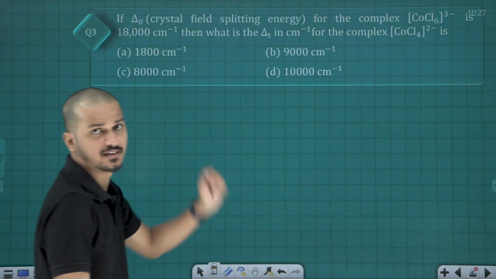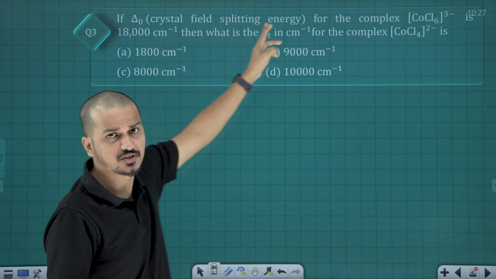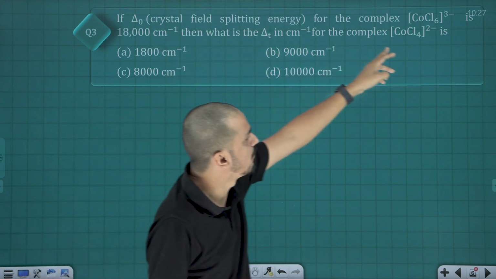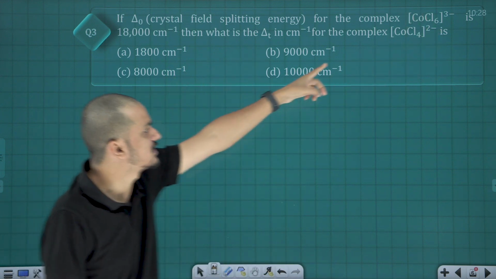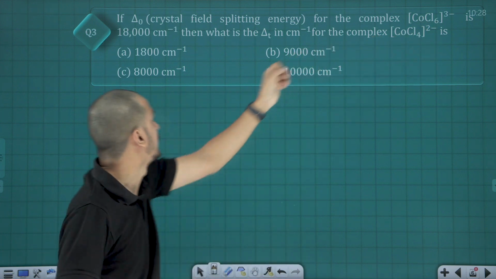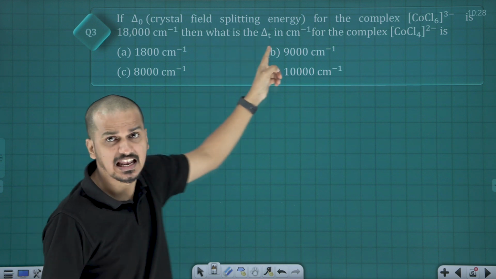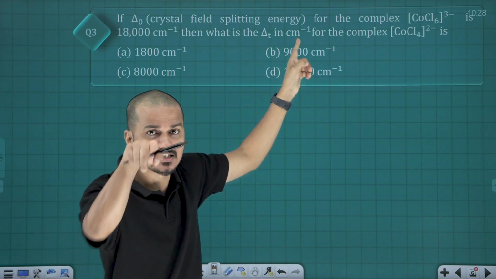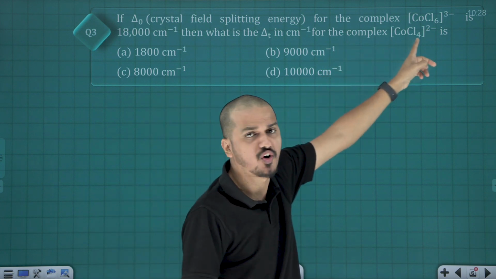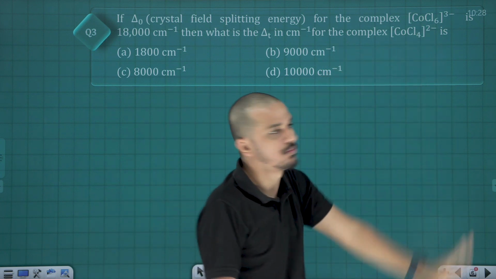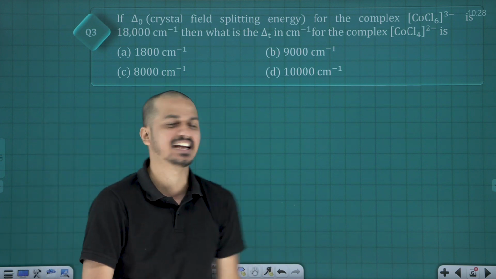See, next question. If delta O, that means crystal field splitting energy of octahedral complex, for the complex CoCl6 3-, here coordination number is 6, so that is octahedral splitting, is 18,000 centimeter inverse. Then what is delta T, the tetrahedral crystal field splitting energy, for the complex, same ligand we are taking, but 4, CoCl4 2-. So we know the relation. What's the relation?